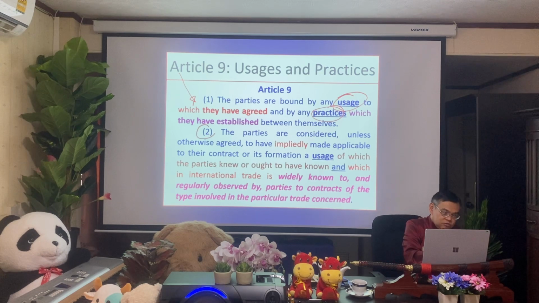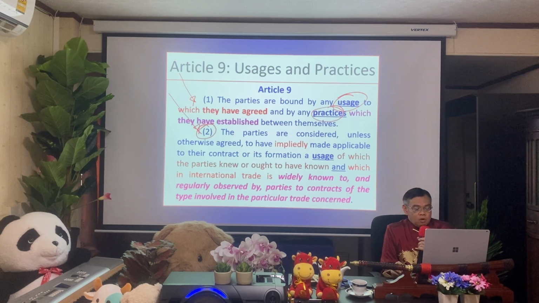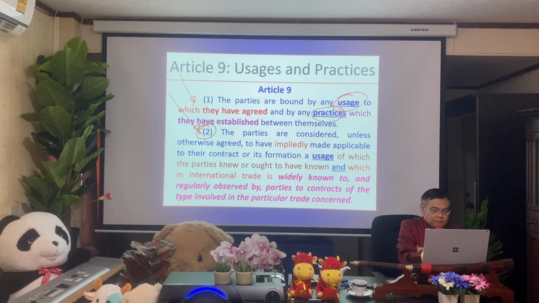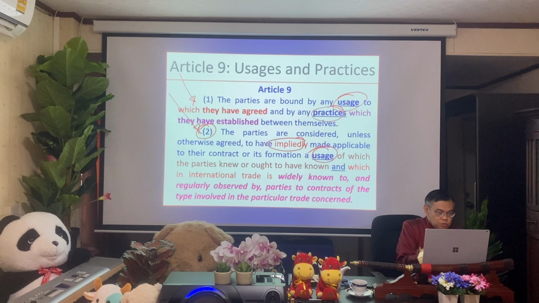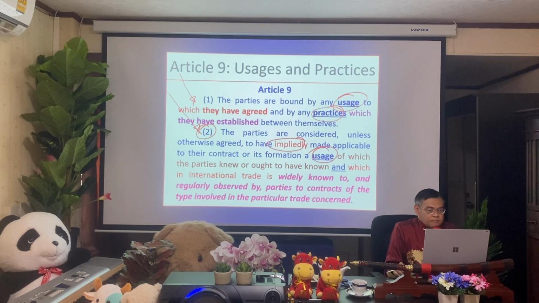But if we go on to consider Article 9(2), it provides as follows: the parties are considered to have impliedly made applicable to their contract or its formation a usage of which the parties knew or ought to have known, and which in international trade is widely known to and regularly observed by parties to contracts of the type involved in the particular trade concerned.